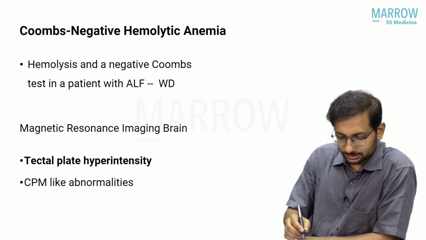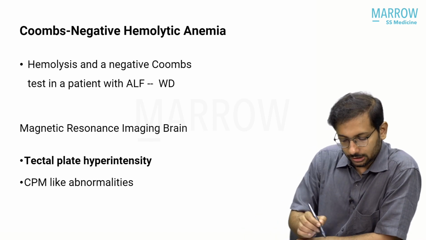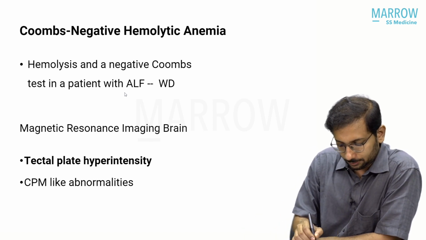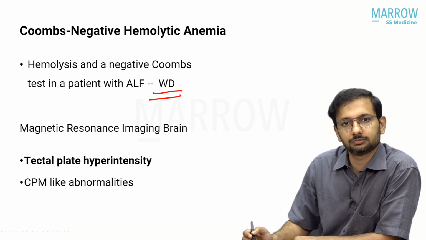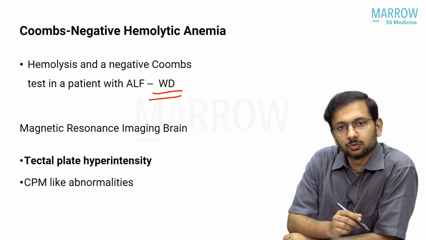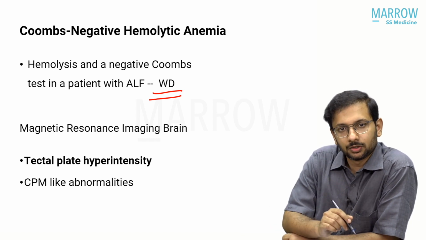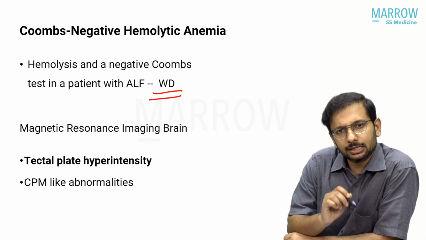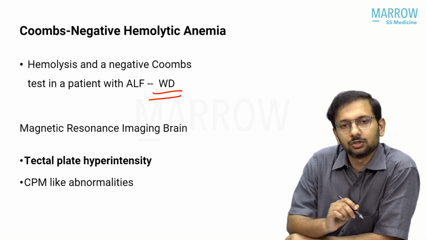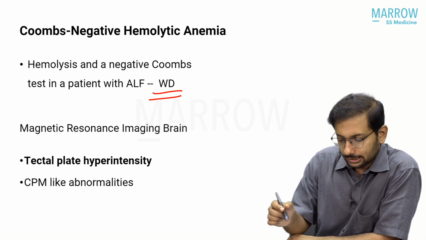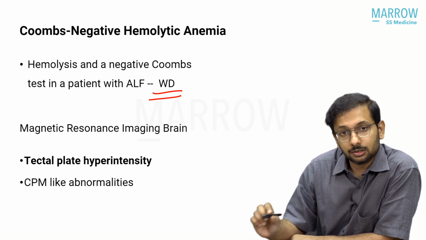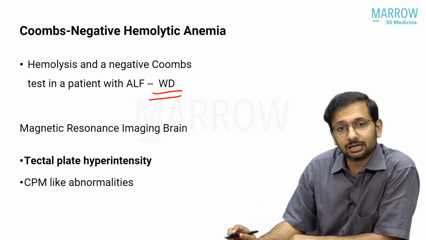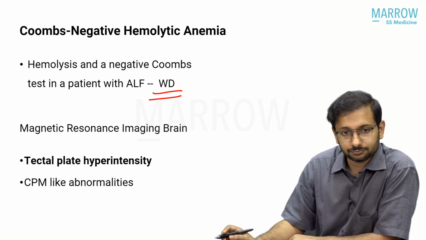So next is Coombs-negative hemolytic anemia. Hemolysis and a negative Coombs test in a patient with ALF, Wilson's disease always has to be ruled out. So now coming to the next organ system, which is the blood. Coombs-negative hemolytic anemia. Hemolysis in a patient with acute liver failure, you should always rule out Wilson's disease. In acute liver failure, hemolysis is always an accompaniment and renal failure is almost there.